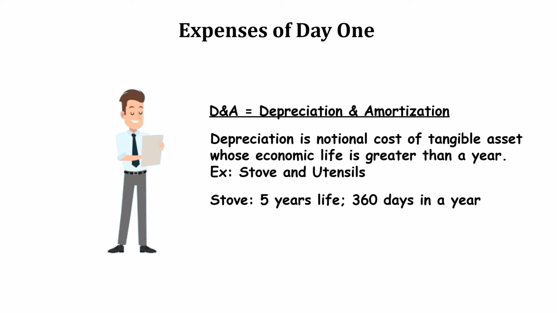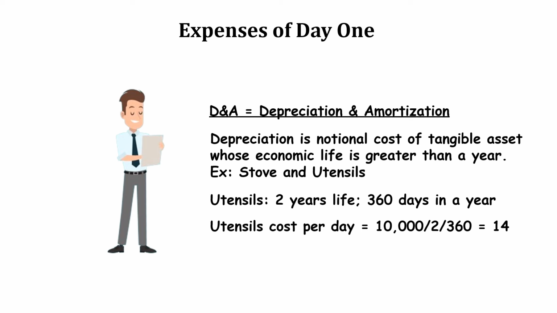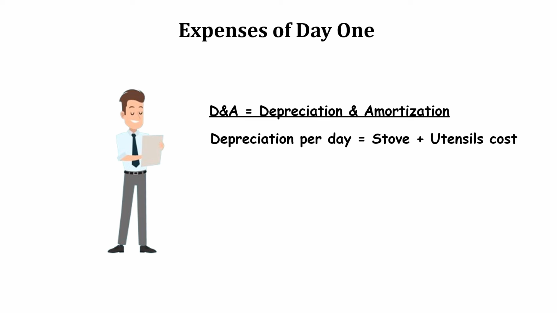Let's say for a stove, the useful life is of 5 years. So what you will do is spread the whole cost of stove across 5 years, then calculate a per day cost. In our case, the per day cost comes around 11 rupees. Similarly, if you assume the useful life of utensils as 2 years and spread this cost across these 2 years, we get a per day cost of 14 rupees. In our case, the total depreciation will be the day one cost of stove and day one cost of utensil. So we get 11 plus 14, that is 25. So this is our depreciation per day.